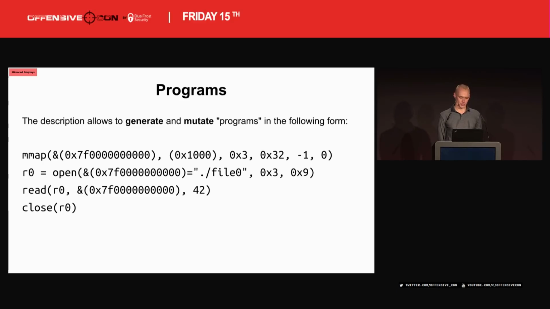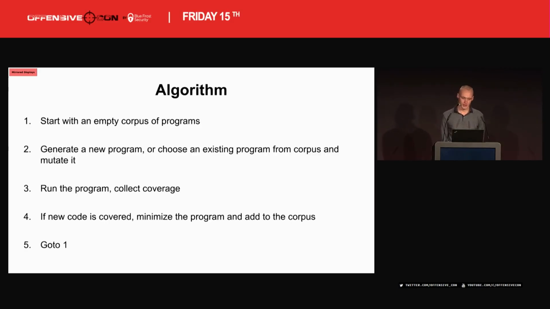Here's a small program that basically just opens a file and reads it. The first syscall is mmap. We just mmap some memory to store the file name. Then we open the file with the name file0, and the actual string that holds the file name is stored in our mmap memory. Then we read 42 bytes from it, and then we close it. And Syzkaller has support for generating random programs like that and mutating them, so changing syscall parameters, changing the order of syscalls, inserting new syscalls, removing syscalls, and so on.